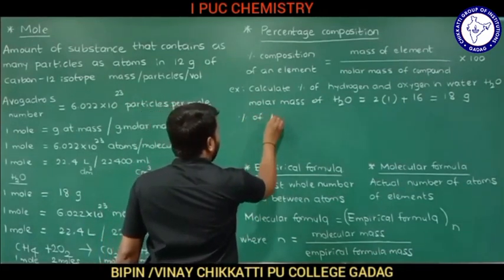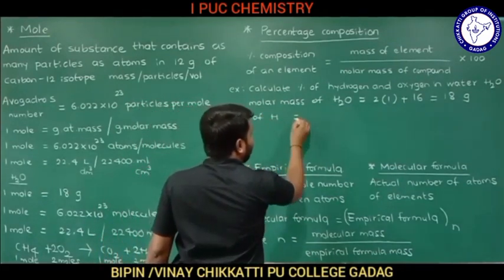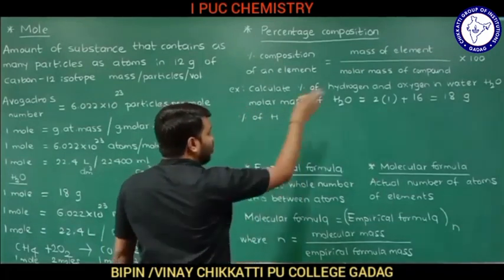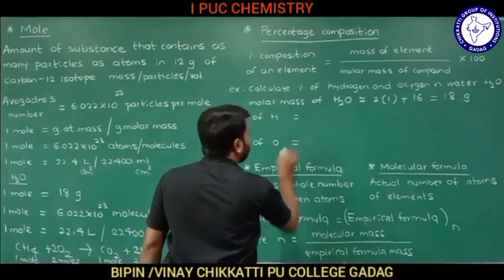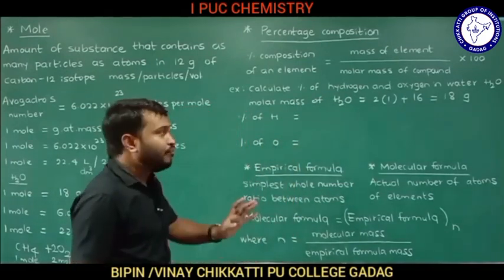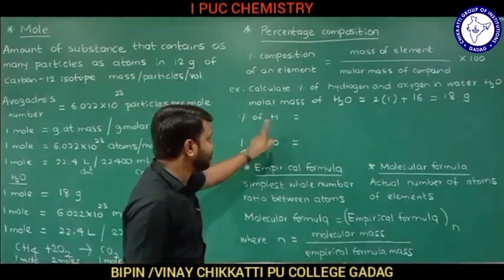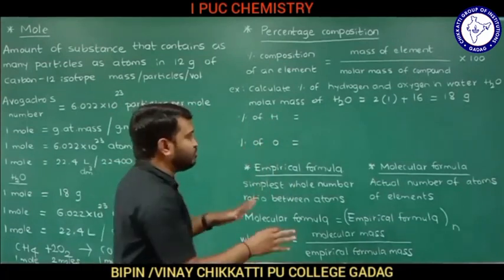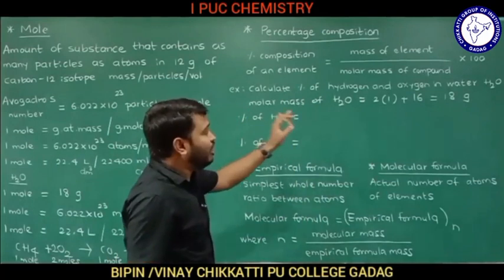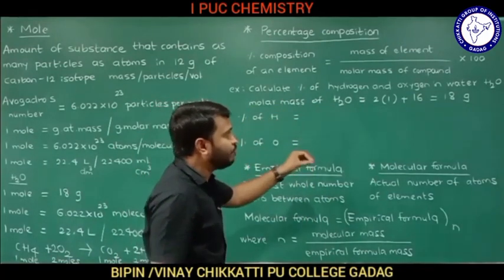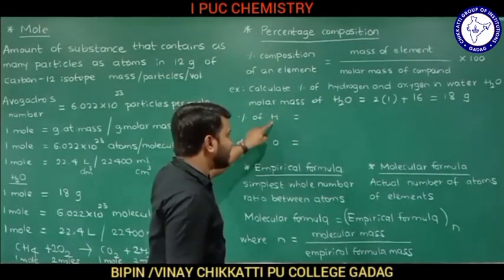Percentage of hydrogen we'll try to calculate first, and later one more element, oxygen. Therefore the percentage of oxygen will be calculated. For each and every element we have to calculate the percentage of hydrogen and the percentage of oxygen. Now see, percentage of hydrogen, what is the formula? Mass of element divided by molar mass of compound into 100. Which element did I consider? Hydrogen.